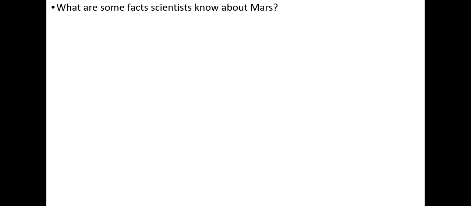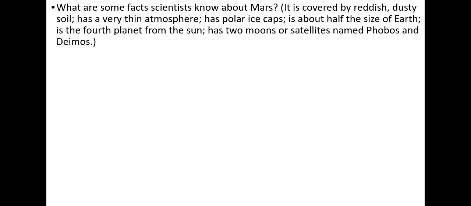What are some facts scientists know about Mars? It is covered by reddish, dusty soil, has a very thin atmosphere, has polar ice caps, is about half the size of Earth, is the fourth planet from the Sun, and has 2 moons or satellites named Phobos and Deimos.